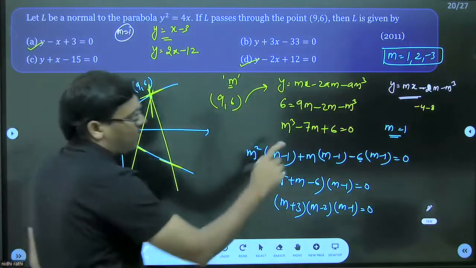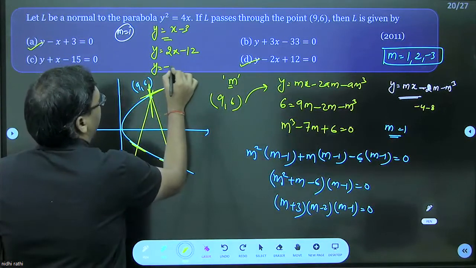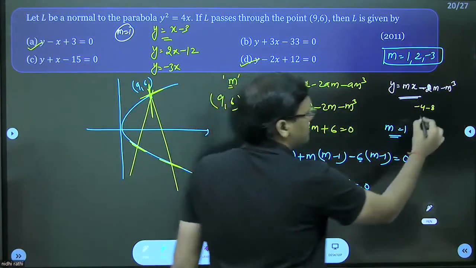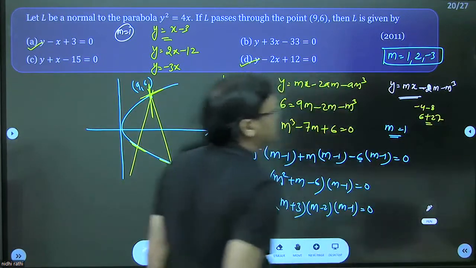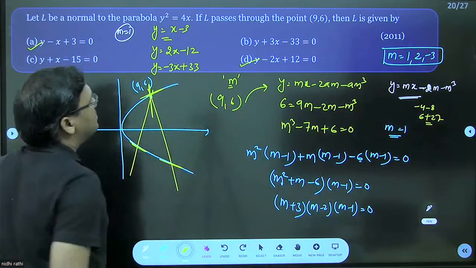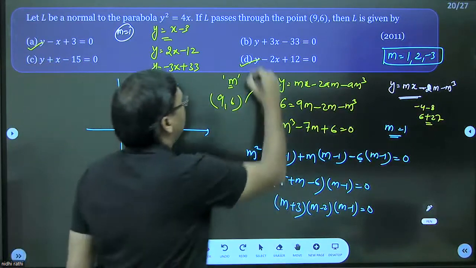Okay. And now the last option is minus 3. Y is equal to minus 3x. M is equal to minus 3. Put it in. This will become 6, and this is plus 27. This is 33, so this is plus 33. So what is this? So y plus 3x minus 33 equal to 0. So this is option B.